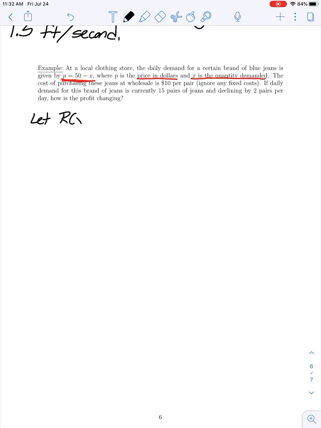Recall that revenue, R of X, would be found by taking the price per pair of jeans and then multiplying by the number which are sold. Let's say X. So we would have our price, which we're told is 50 minus X, times the quantity demanded, so the quantity being sold, X, which gives us 50X minus X squared.